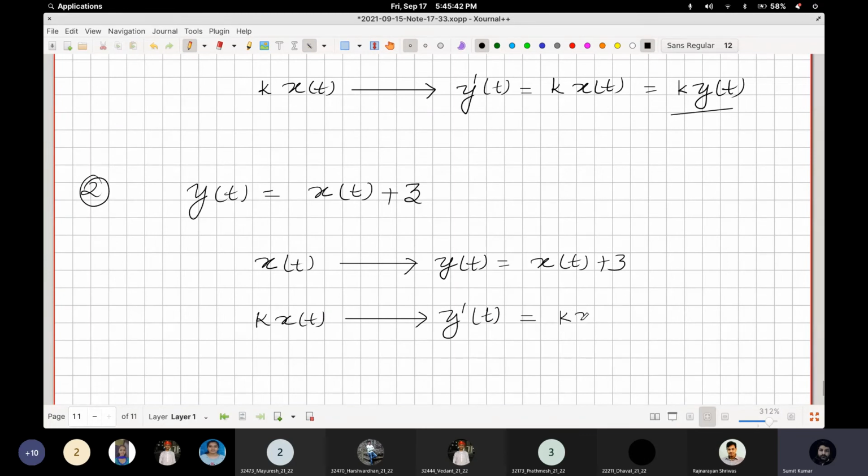kxt plus 3. You can clearly see that this is not equal to k times yt, because k times yt will be equal to what? kxt plus 3k. Here you are getting kxt plus 3 only, not 3k. So that's why this is not equal to kyt. So this is not homogeneous.